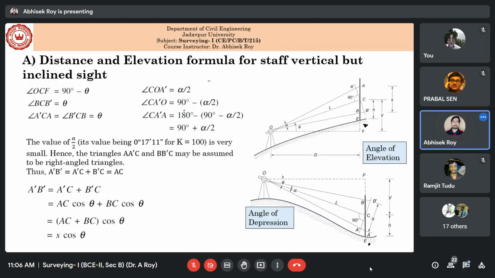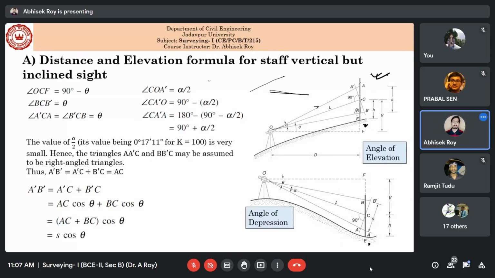So if your staff is held vertical but your side is inclined, so your side is previously horizontal but right now it is inclined, then what will be the case? So you can see your middle stadia reading will be C, your upper stadia reading will be corresponding to A, and your lower stadia reading will be corresponding to B. So A, C, B, these readings you will get.